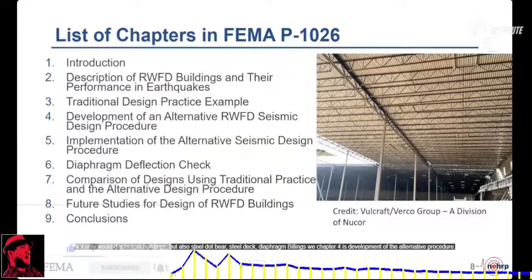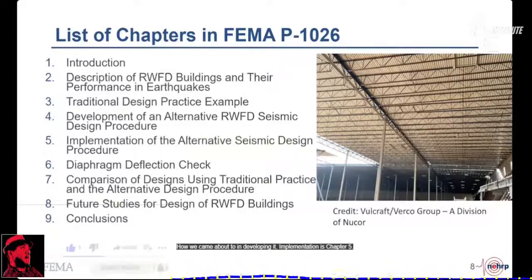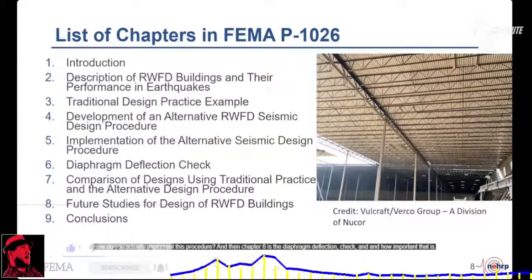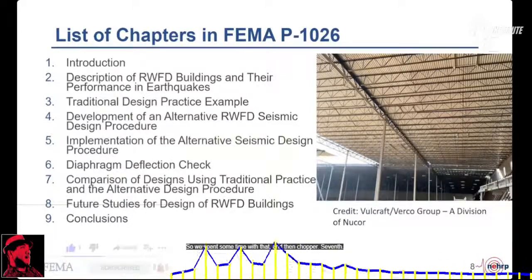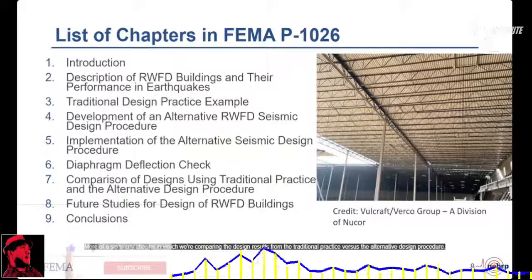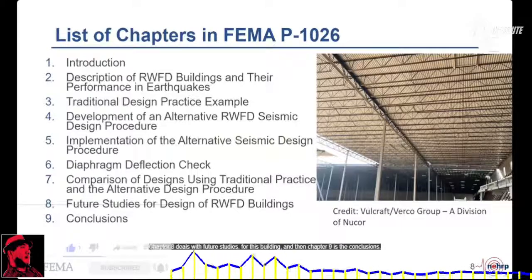Chapter 4 is development of the alternative procedure, how we came about developing it. Implementation is chapter 5: how do you actually implement this procedure? Chapter 6 is the diaphragm deflection check and how important that is, so we spent some time with that. Chapter 7 is more of a summary chapter in which we're comparing the design results from the traditional practice versus the alternative design procedure. Chapter 8 deals with future studies for this building type, and chapter 9 is the conclusions.